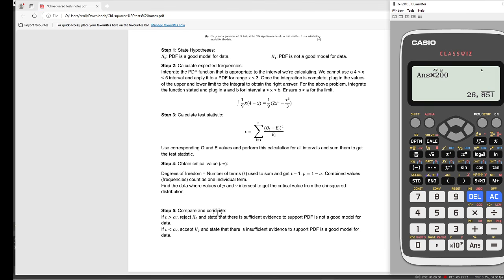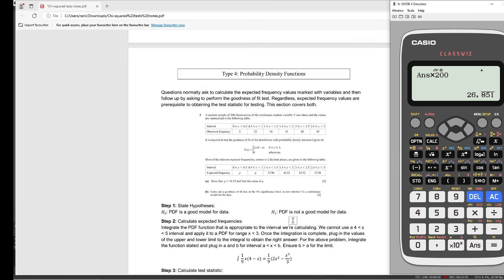And the final step, as always, compare and conclude. Find the test statistic, the critical value. Once you've done both, compare them. If the test statistic is greater than critical value, you reject the null hypothesis. If it's lesser than, we accept the null hypothesis, and we have to state the conclusion. And these are conclusions as follows.